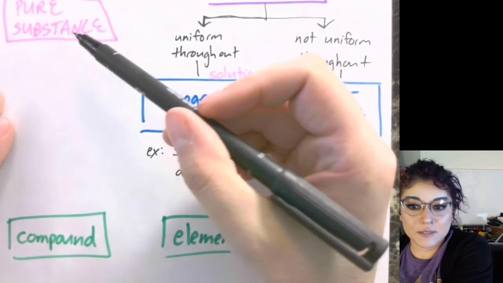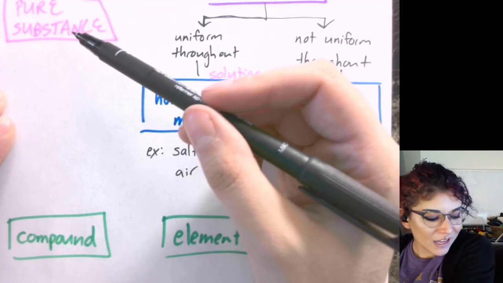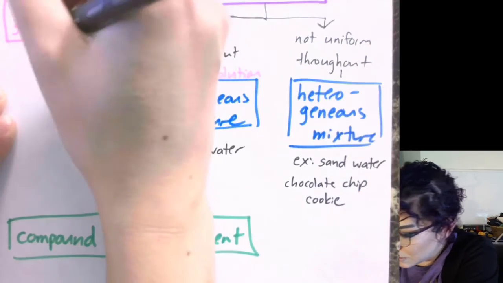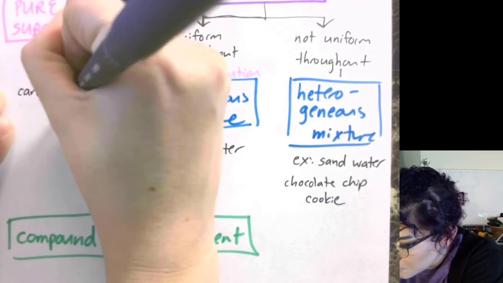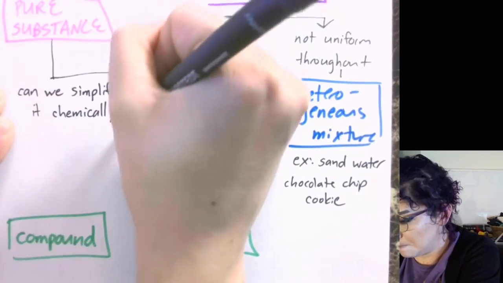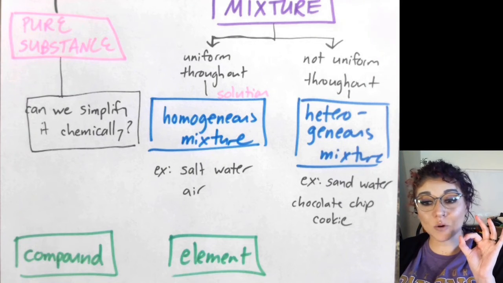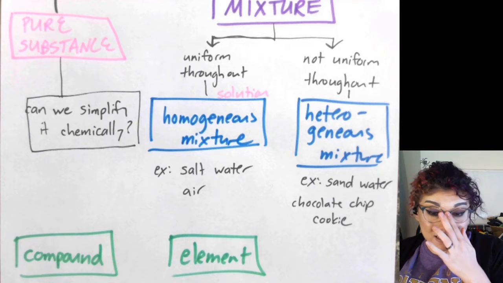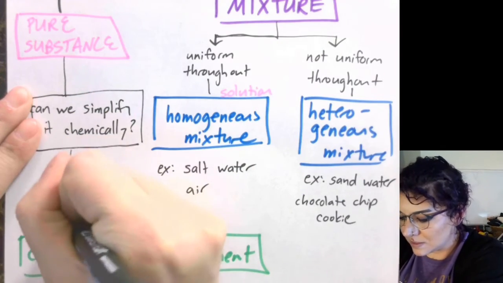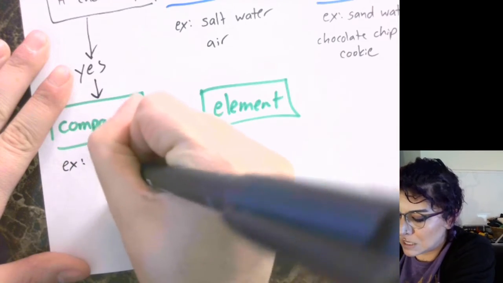So for a pure substance, think of water. Think of if we just have a giant pile of just table salt. Can we break it down further chemically? Can we simplify it chemically? So again, for table salt, it's made of 2 components, sodium and chloride. We technically can simplify that down chemically and say, it's made of sodium and chloride. So if the answer is yes, it's a compound. Example, table salt. We also talked about sucrose.